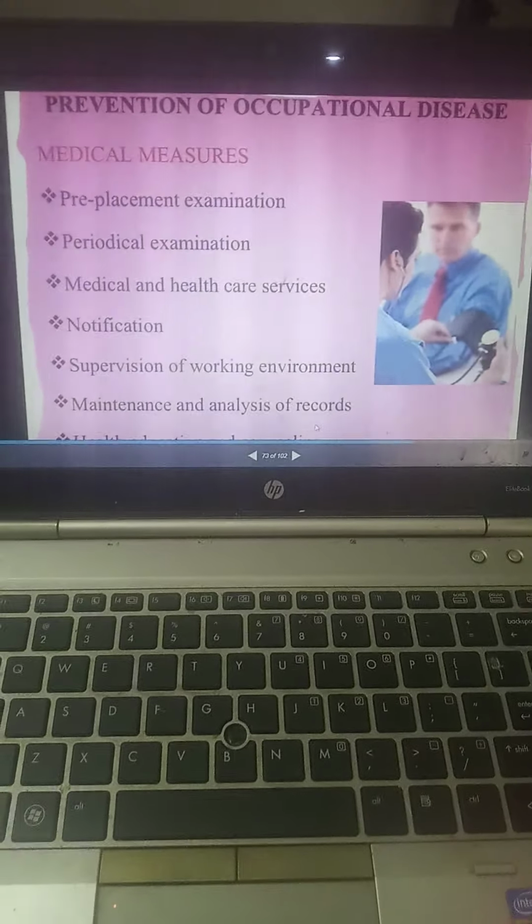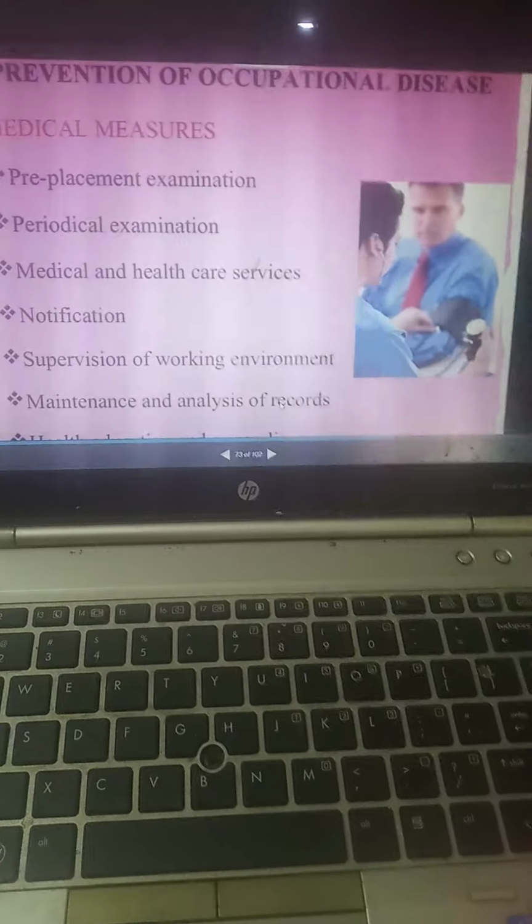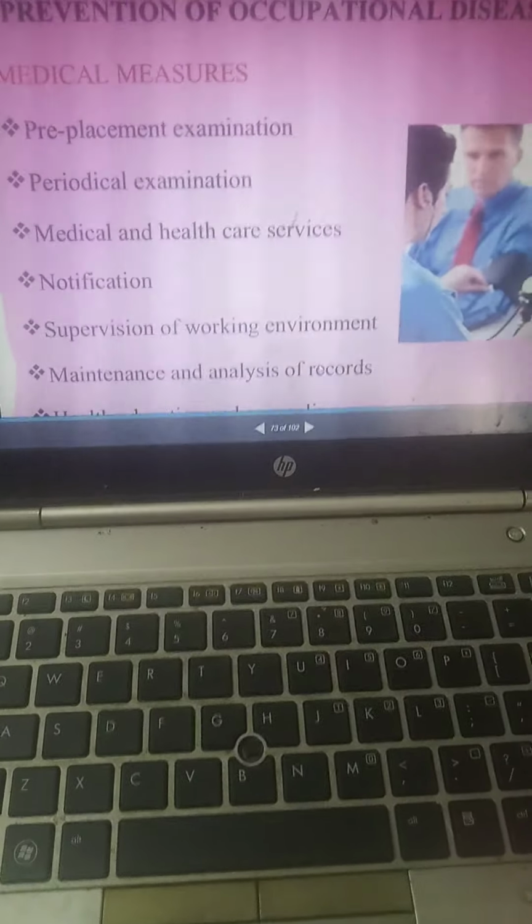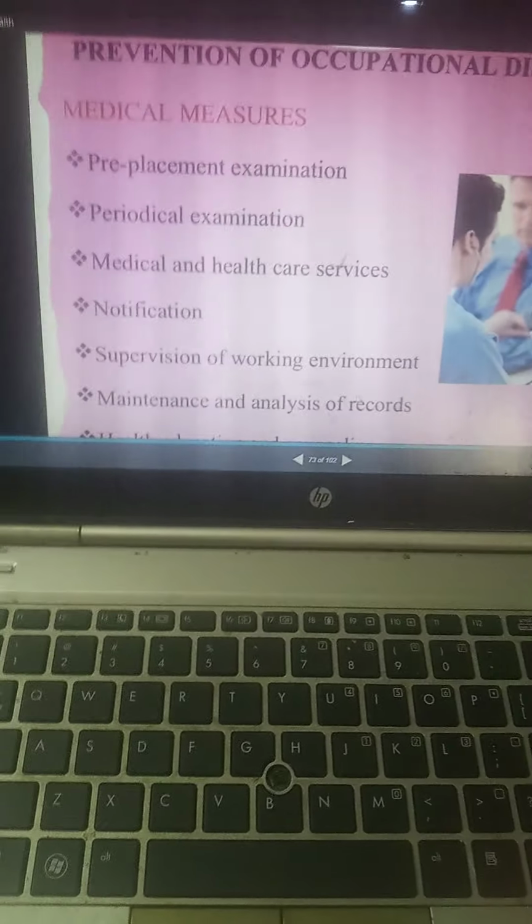Auzubillahiminash-shaitanir-rajim. Bismillahir-rahmanir-rahim. Today, students, we will cover the last topic of occupational health, that is about prevention of occupational diseases.